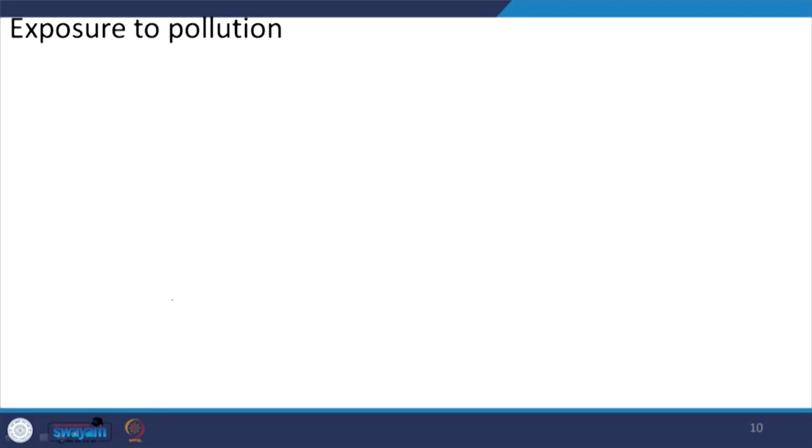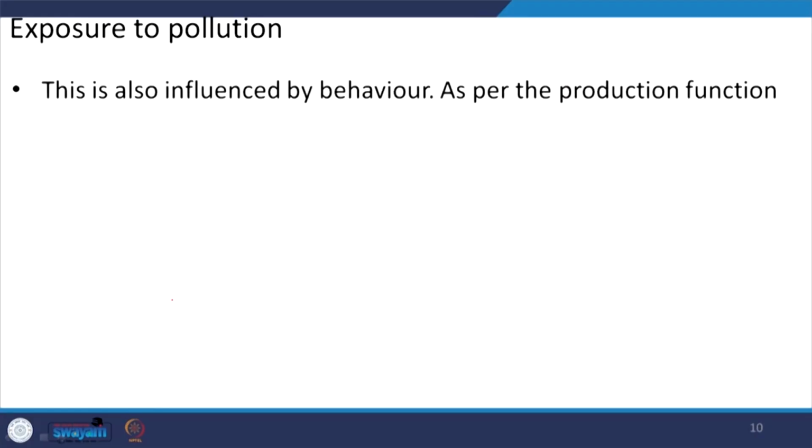So, now understanding this, we can think about the exposure to the pollutions. This exposure to pollution is influenced by your behavior, your choice, whether you need this exposure or not, or whether you are taking some actions in order not to be exposed to the pollutions. This is what we can express in terms of the production functions.